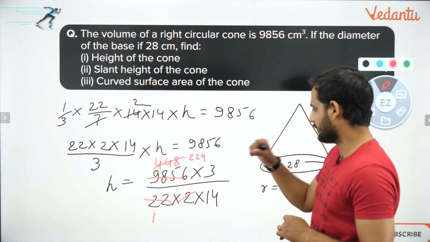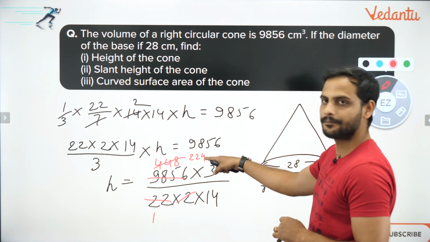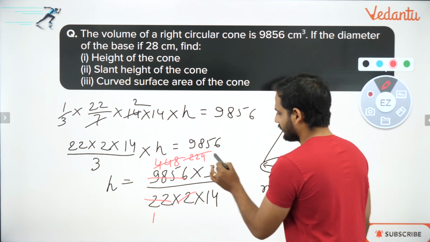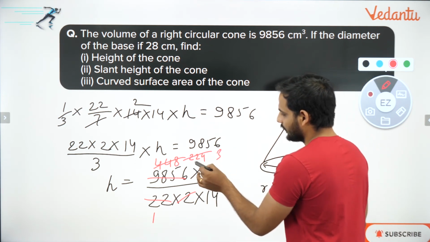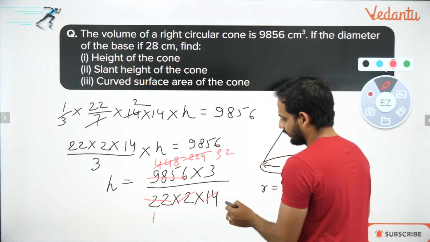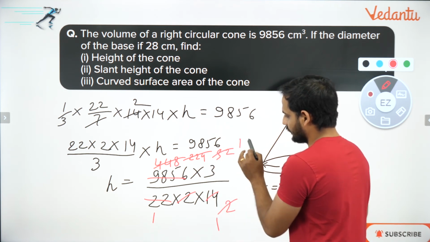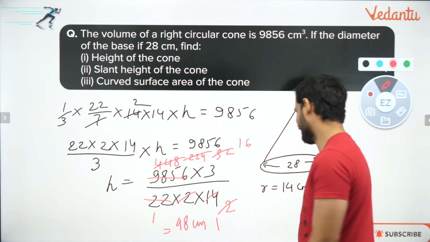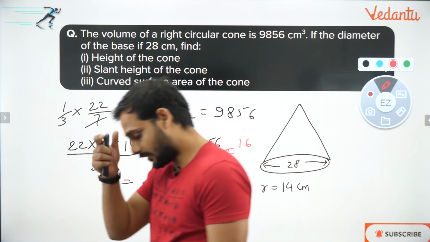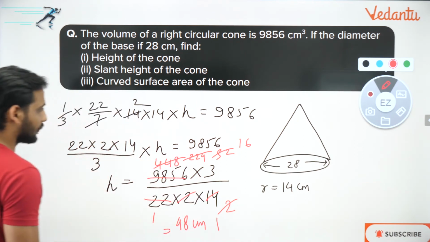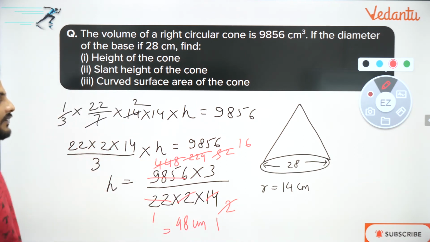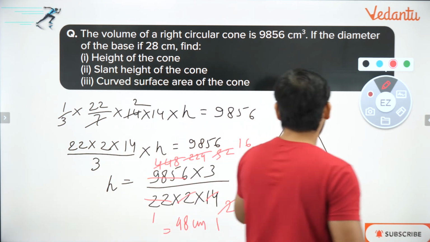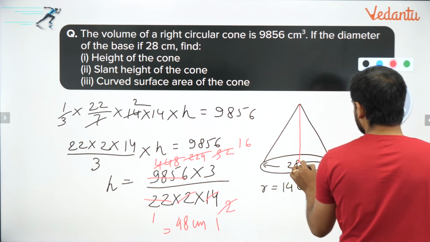Is it divisible by 7? 7 3s are 21. So this is divisible by 7 as well. 7 3s are 21 and 7 32s are 224. So 16 into 3 is 48 centimeter. Okay, so we got to know now that the height of the cone is 48 centimeter.